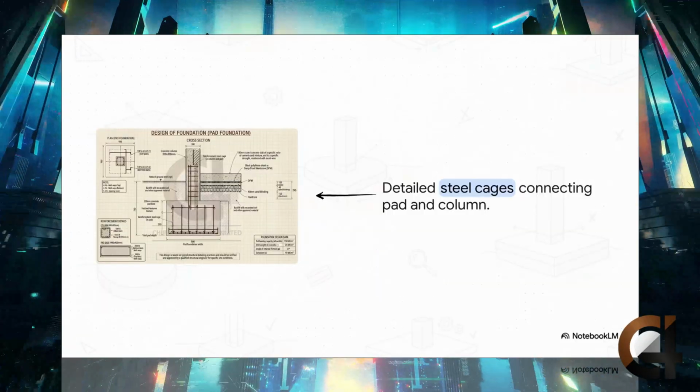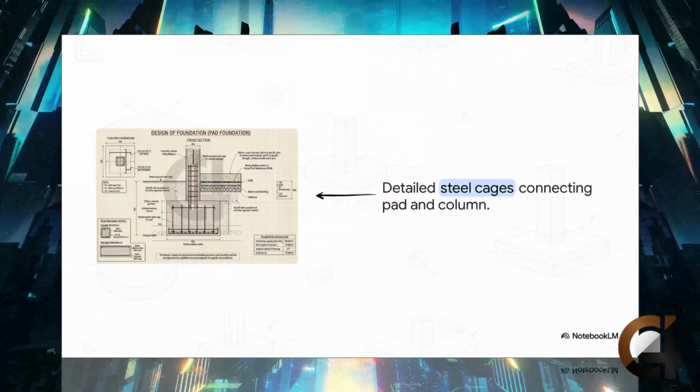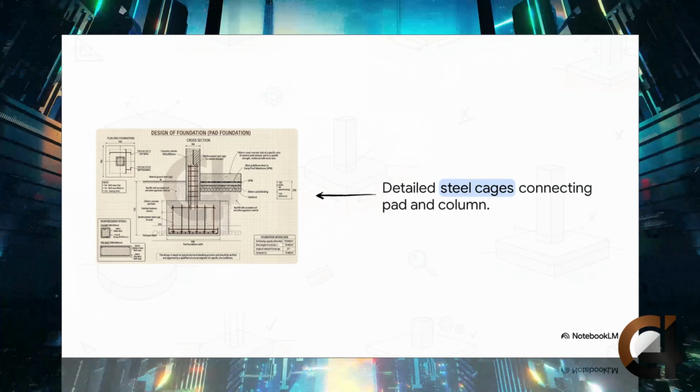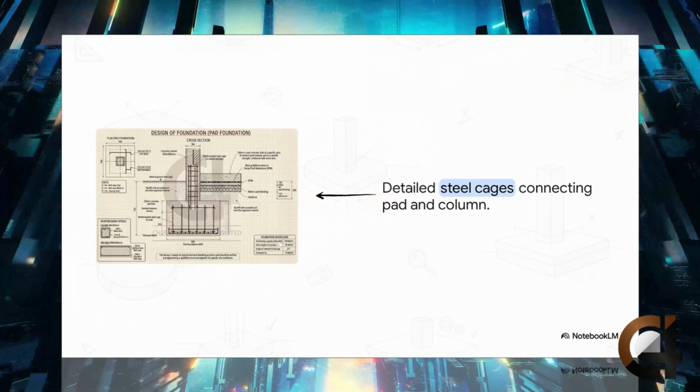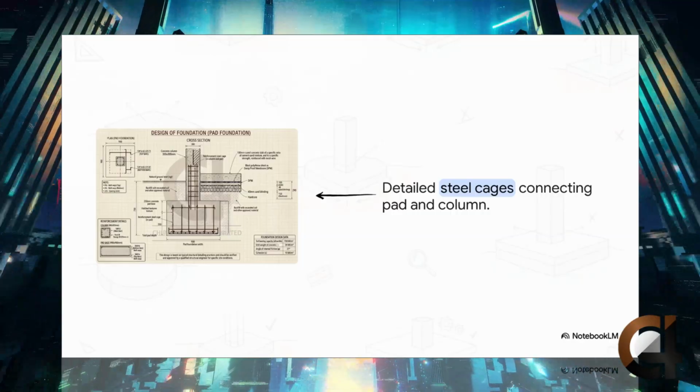Notice the grid lines inside the concrete? Those are the reinforcement steel cages. And this brilliantly illustrates the real magic of reinforced concrete. You see, concrete is incredibly strong when you compress it, but it's really weak if it bends or stretches. Steel is the exact opposite.